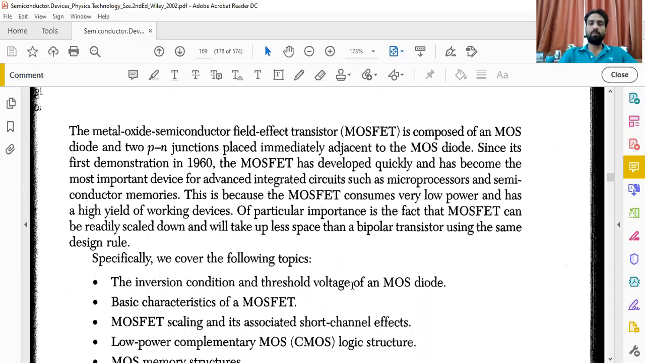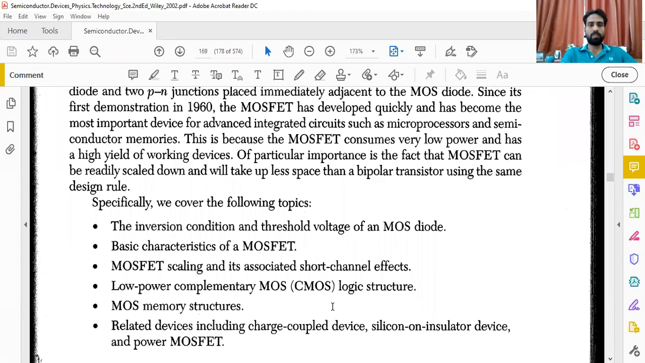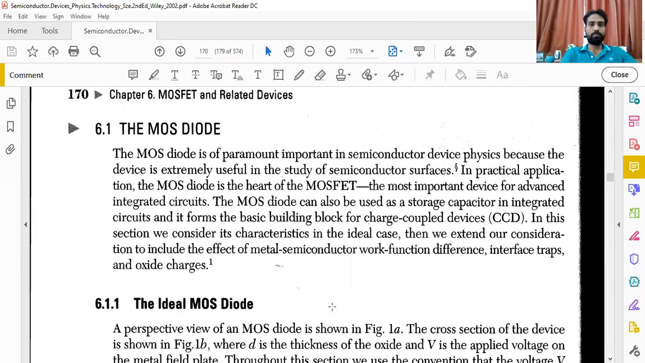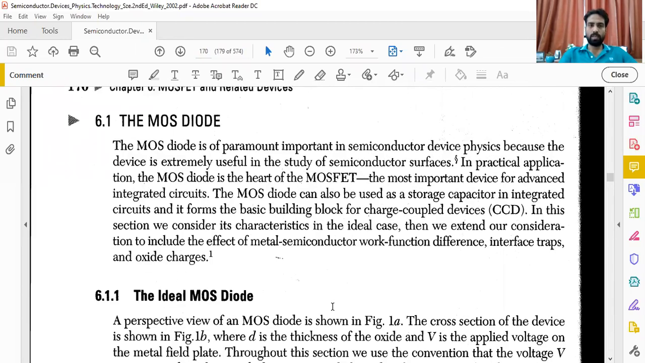adjacent to the MOS diode. So here we are talking about basically the MOS diode, and what kind of structure they have. Let's come up here. So today's target is to go for the MOS diode. MOS, metal oxide semiconductor. Here we are going to create a diode.